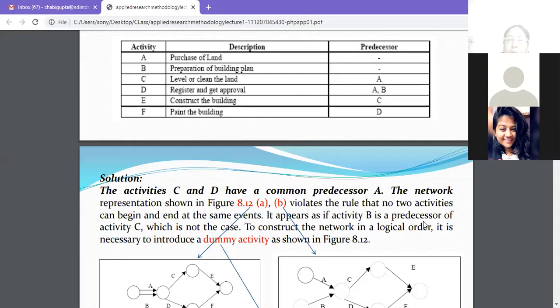Now next is activity C. C is coming out of A. So after A draw a circle, after B draw a circle, and from A the arrow for C comes out. So the C arrow is coming out of A and the D arrow is coming out of A and B.